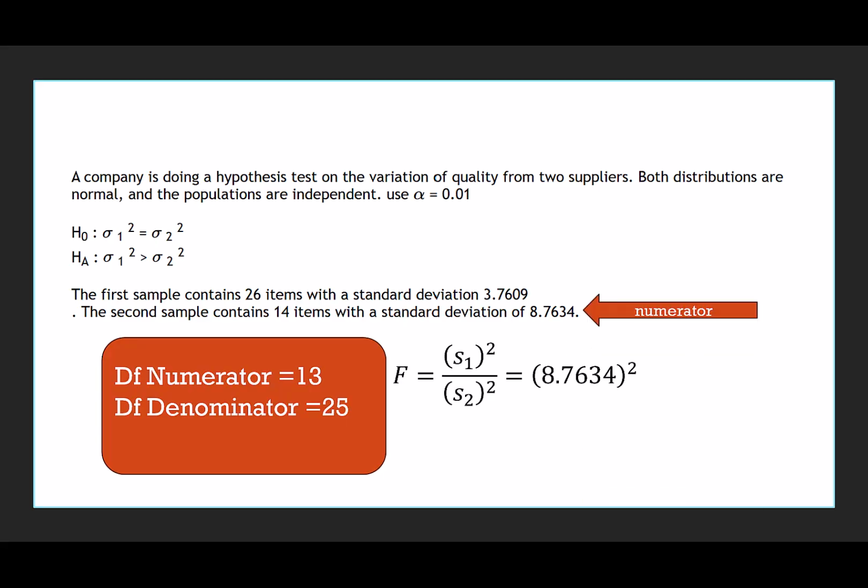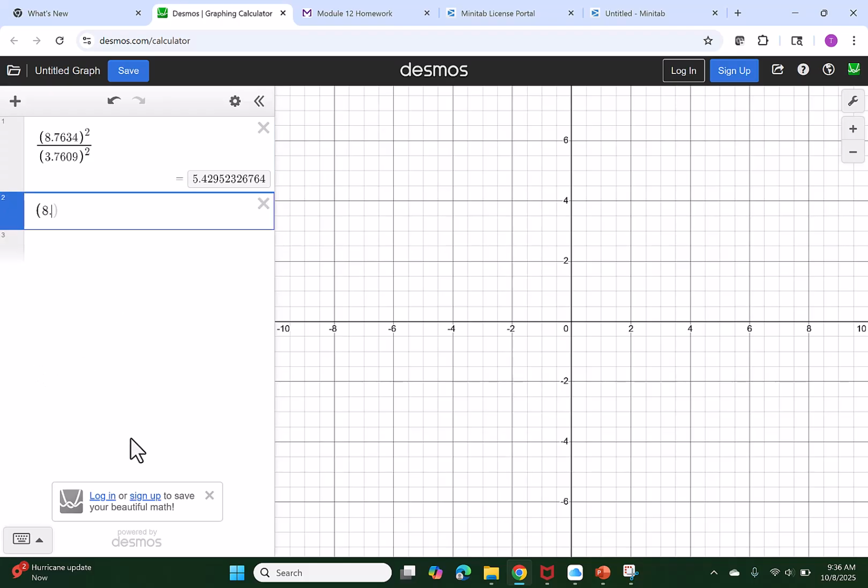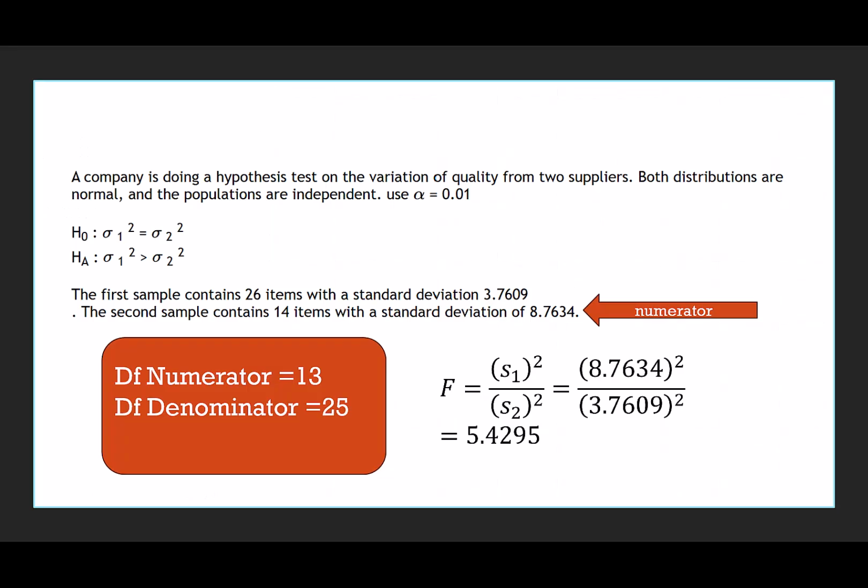So we'll start with 8.7634 squared, then we'll divide by 3.7609 squared. In a calculator, we'll put 8.7634 squared, then divide by 3.7609 squared. If it's easier, you could start with 8.7634 divided by 3.7609, then square the entire quantity instead of squaring the terms individually. In both cases, we get 5.4295. Now that we have our test statistic, we're ready to go to Minitab to find our p-value.